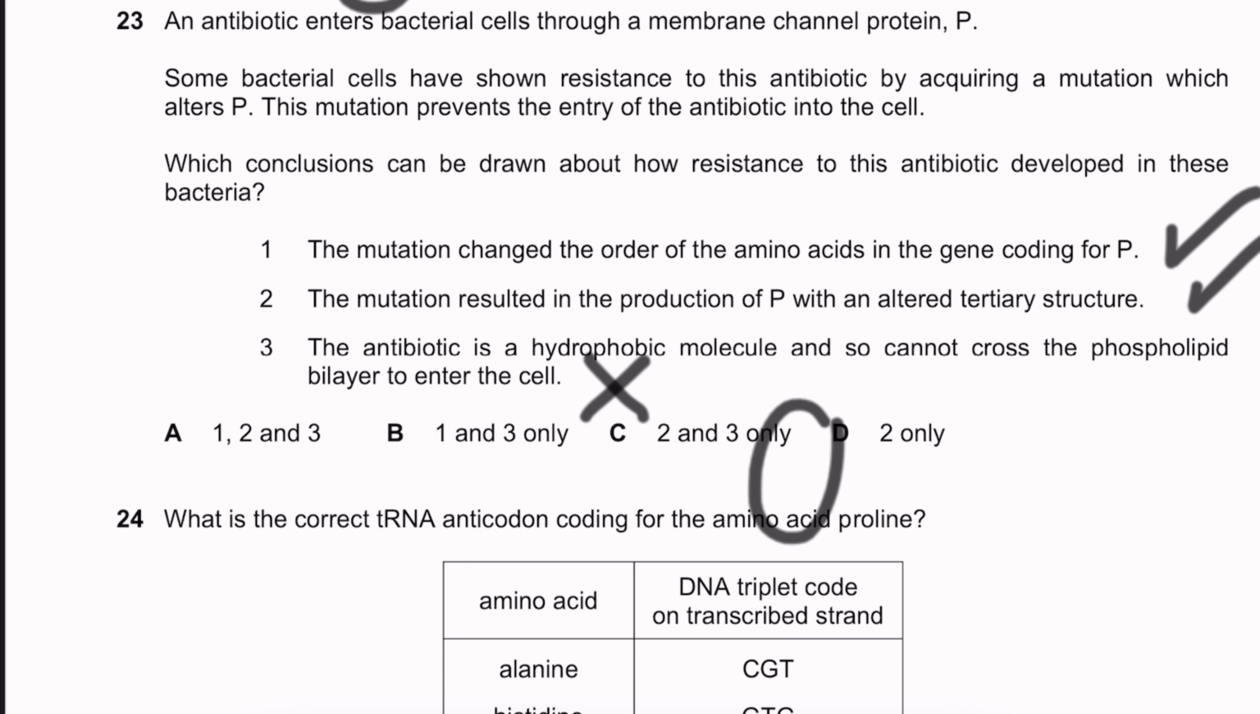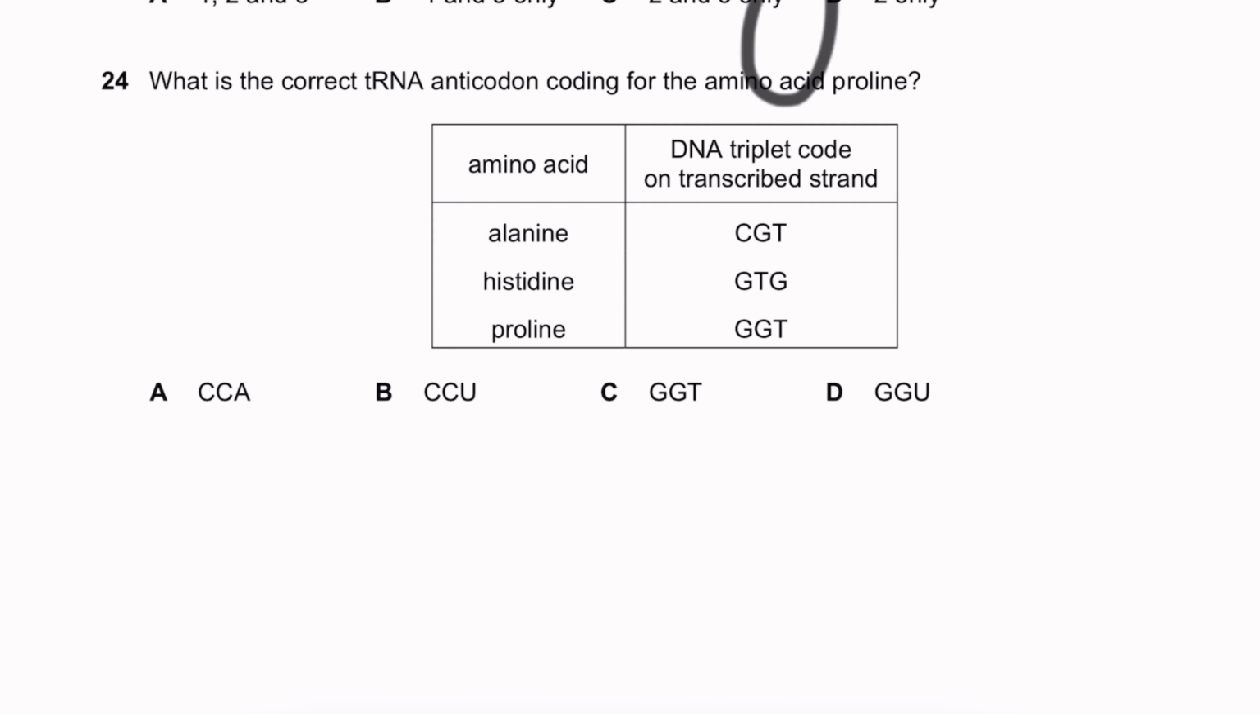The gene does not have amino acids, okay? The gene has only nucleotides, so it changes the order of nucleotides, let's assume, and that results in changing of amino acids. But I would assume that the mutation results in the production of P with an altered tertiary structure, and that's the answer.